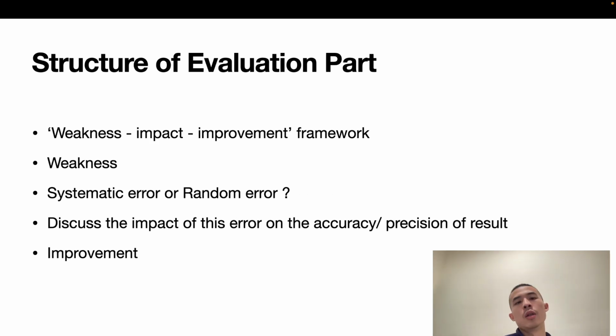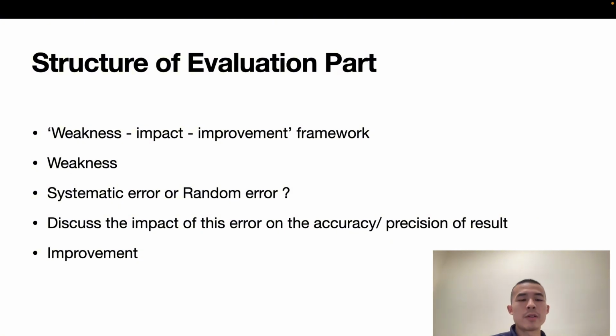And so moving on to the final part is the evaluation part. You want to follow the weakness, impact, improvement framework. That means you are not listing all the weaknesses, then listing all the impacts, and then listing all the improvements. No. It should be weakness, impact, improvement, and then another weakness, impact, improvement, and then another weakness. You discuss the impact and improvement for each.